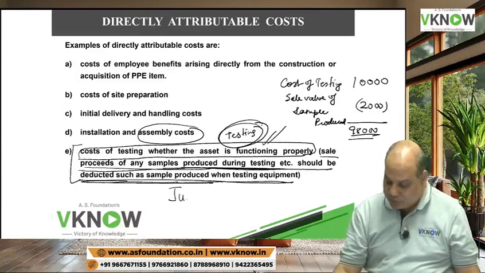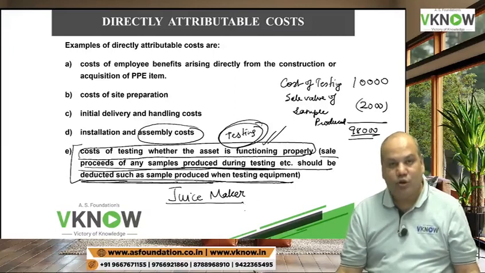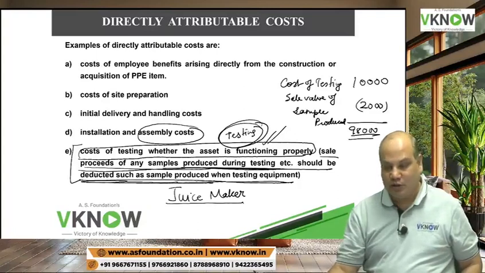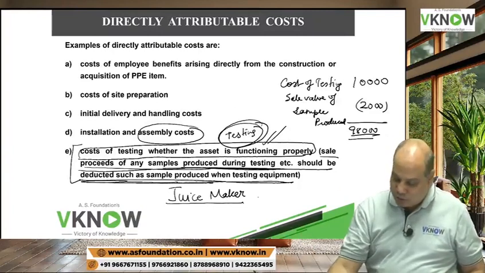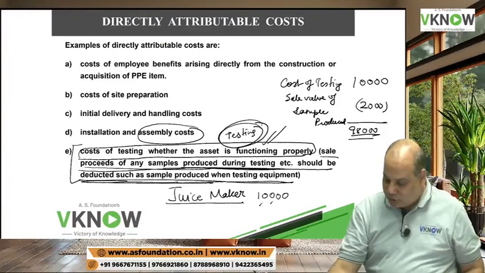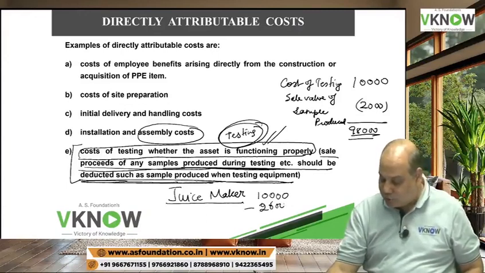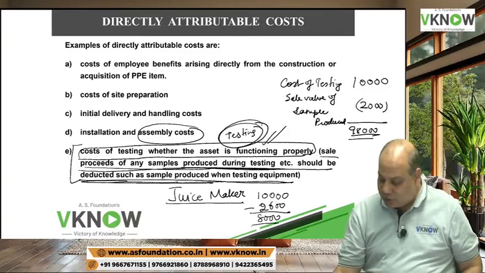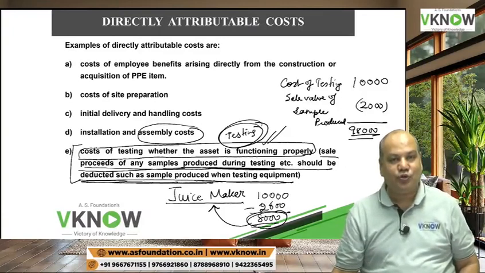Suppose you have purchased a juice maker, a big juice maker, but you want to check whether this juice maker will really produce nice quality juice. So you did the testing. You took 10 oranges or 100 oranges and you took out the juice. The testing cost was 10,000 rupees for some reason, but the juice that was produced was sold also. You got 2,000. So net testing cost 8,000 will be added to the cost of the juice maker.